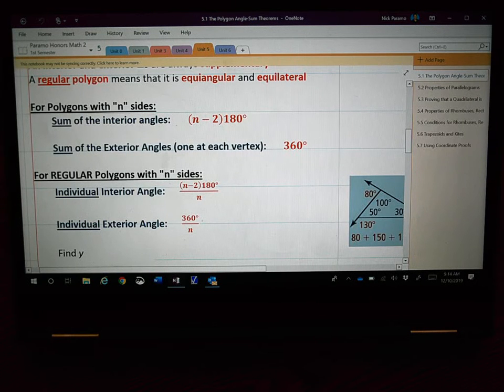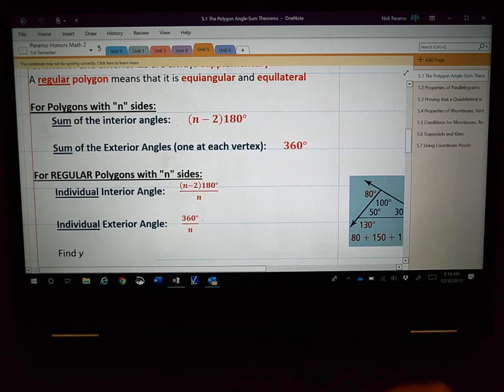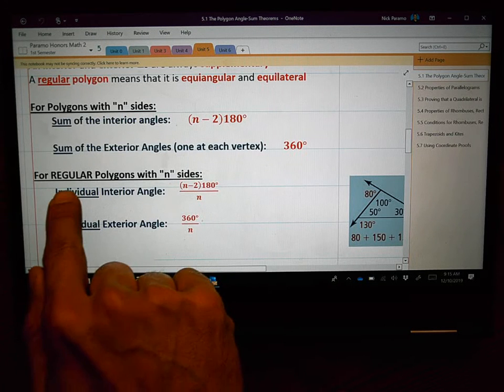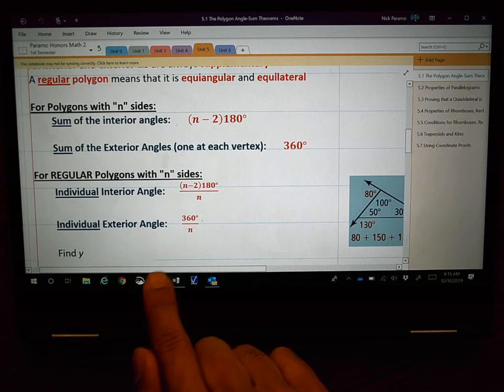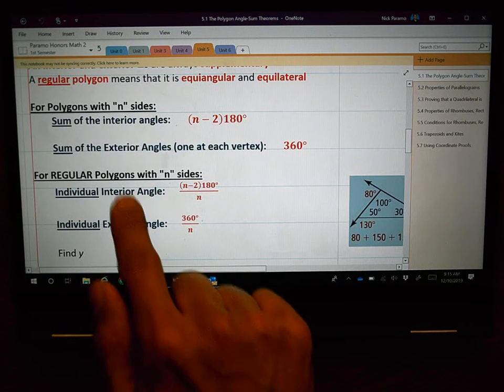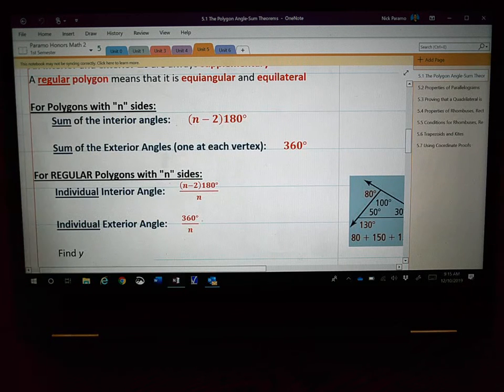You are expected to know how to find the sum of the interior angles. You will have to know how to find the sum of the exterior angles. You will have to know how to find an individual interior angle if it's a regular polygon. You will have to know how to find an exterior individual angle if it's a regular polygon. So the four formulas that we have in section 1 for unit 5 will not be given to you, just like it wasn't during the unit.